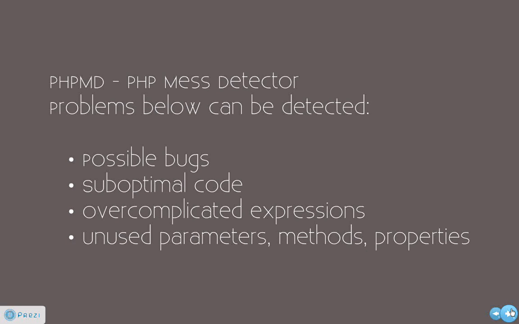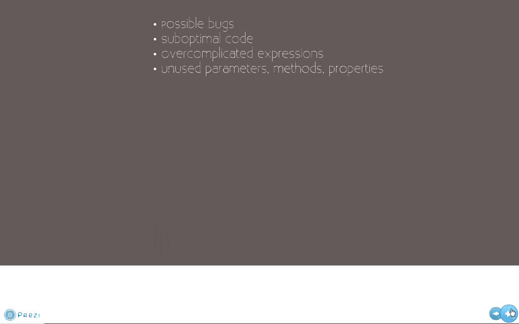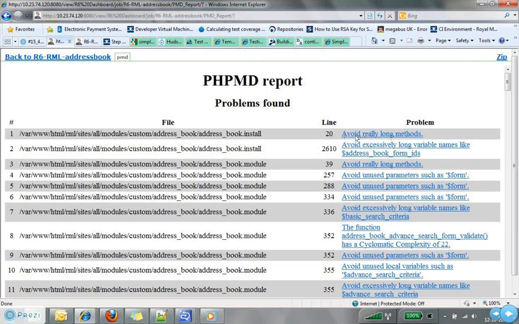So this is a PHPMD report which shows you how it's done. If you look, this is a file name, and this shows you the problem on line number 20: avoid really long methods, or for that matter avoid excessively long variables in the code. Then AddressBook has a cyclomatic complexity of 22. So this shows me all the complexity in the code, and these reports are available to all the users.